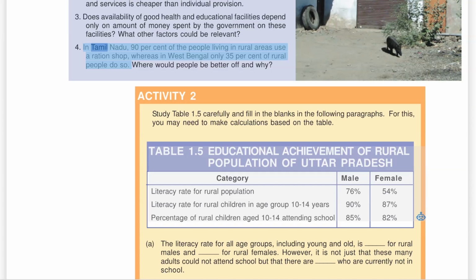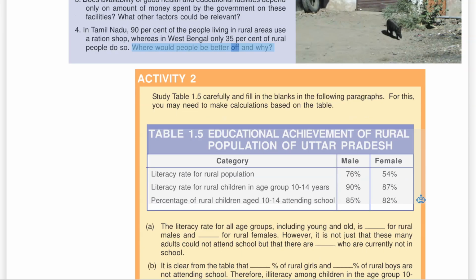4. In Tamil Nadu, 90% of the people living in rural areas use a ration shop, whereas in West Bengal only 35% of rural people do so. Where would people be better off and why?